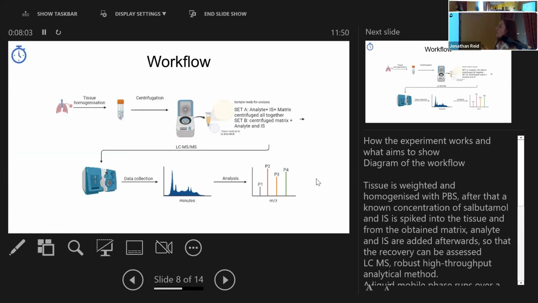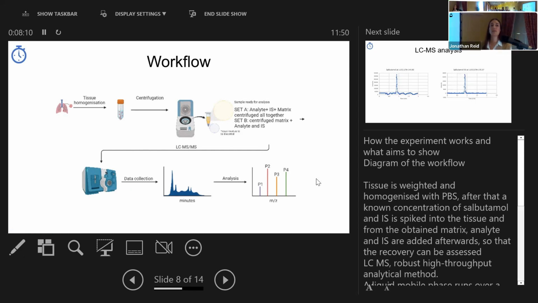Okay, so this is more or less the workflow. I decided to put a diagram because I'm pretty sure you're not keen to see the rat lung tissue cut, which is not very pleasant to do in real life. So I just put a diagram.